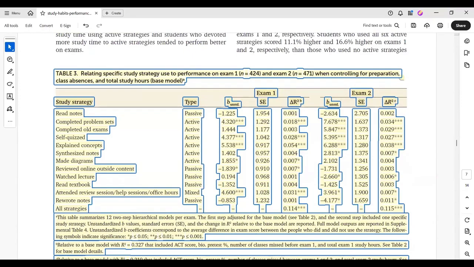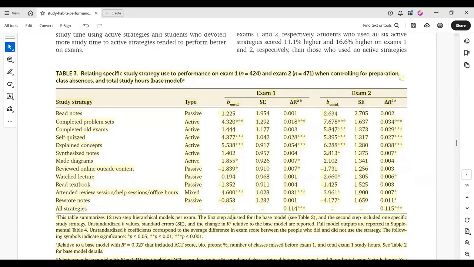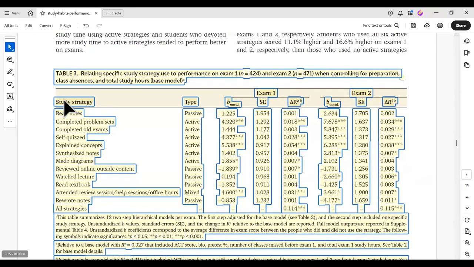This is one of the more important results that's being shown here. And this is showing for each of these individual strategies by itself, and it reviews what type it is, active or passive, what the little b is, and that's the slope. So the beta and the little b are both measures of slope. And it gives the standard error, and then it gives this delta R squared. Now, the delta R squared is the change in overall fit of the model when we take out each of these strategies one at a time.